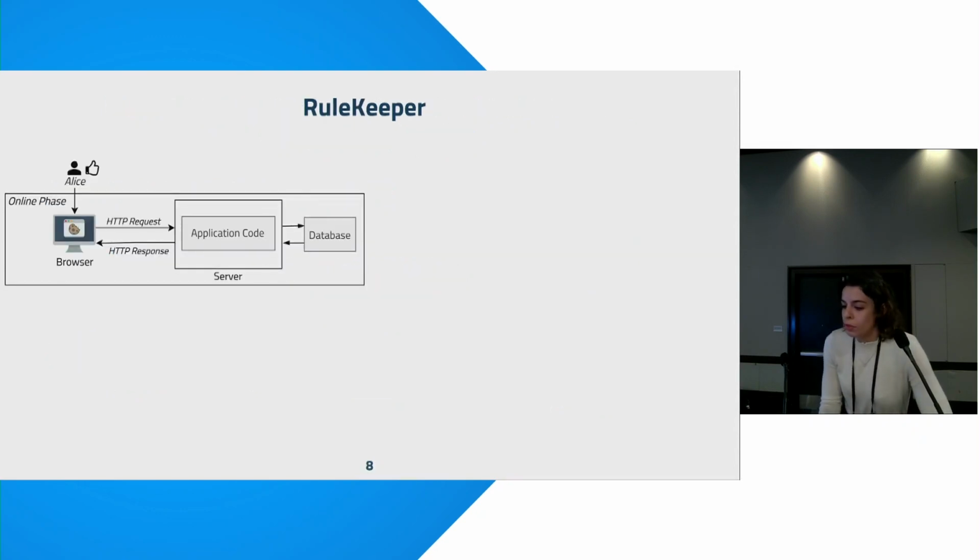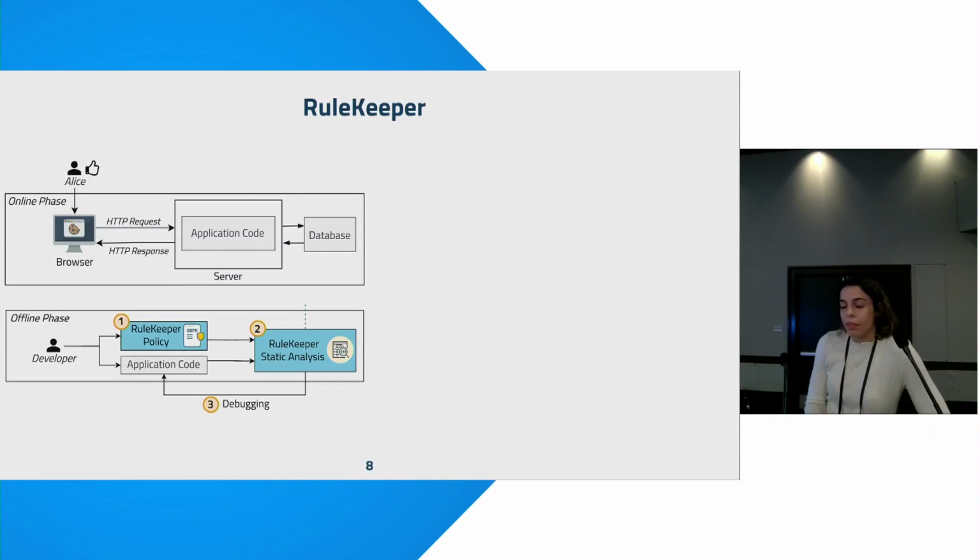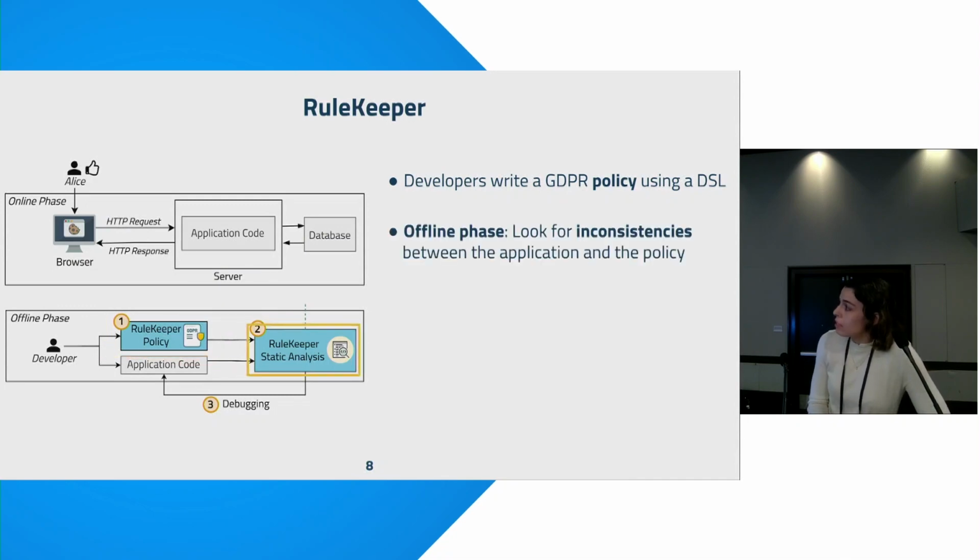How does RuleKeeper work? So here we have our WebBuzz application. First, RuleKeeper has an offline phase. In this phase, the developer will write a GDPR policy using a domain-specific language. And then we have a static analysis tool that will look for inconsistencies between the application and the policy. In this phase, the developer could have specified that, for example, the subscribe to newsletter operation was executed for marketing purposes, and then the static analysis tool would detect the bug that I showed you before.